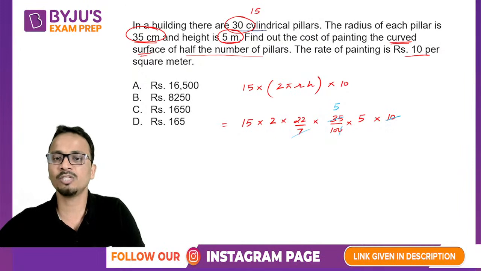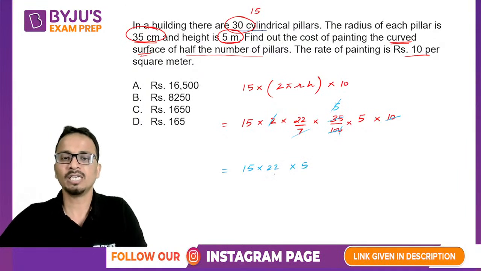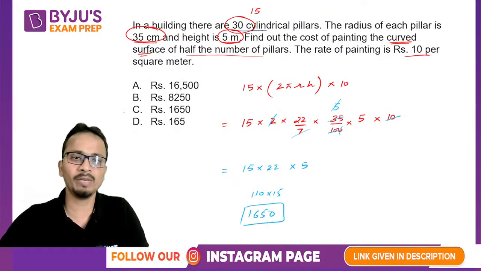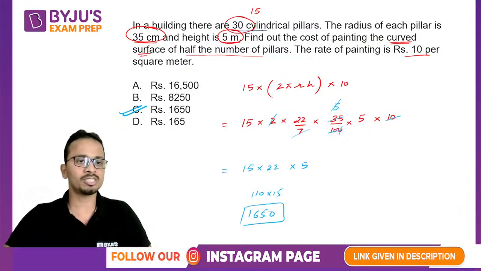10 and 10 cancel out. Now 5 into 2 is 10. So all the denominators are gone and I'm left with 15 into 22 into 5. Now 22 into 5 is 110 multiplied by 15, that is 1650. So 1650 will be the final answer, and the correct answer is option C.